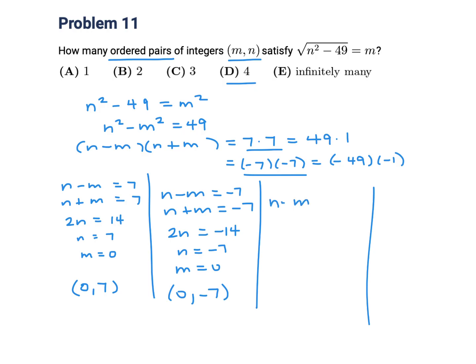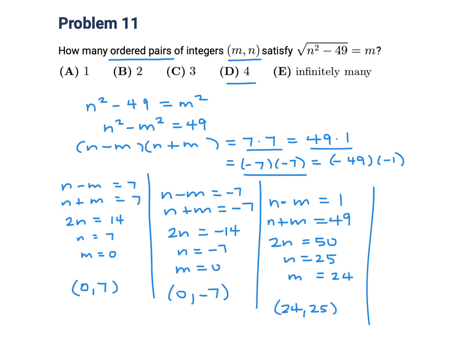N minus m, moving on to this one, is 49. Sorry, wait. I don't think it'll be 49. N minus m would probably be less, right? Does it say anything about positive? Well, let me just go with my gut instinct that it's going to be less. So if we add them, 2n would be 50, n is 25, and therefore m, when we substitute it back in, would be 24. So that means this is (24, 25).